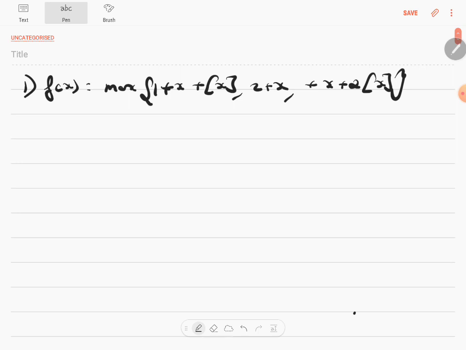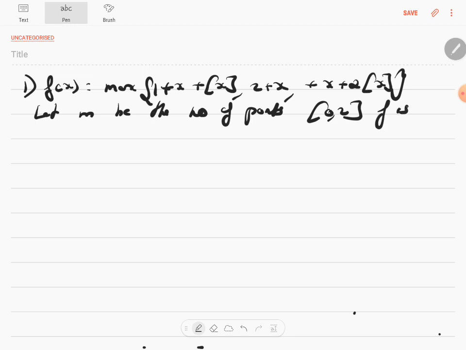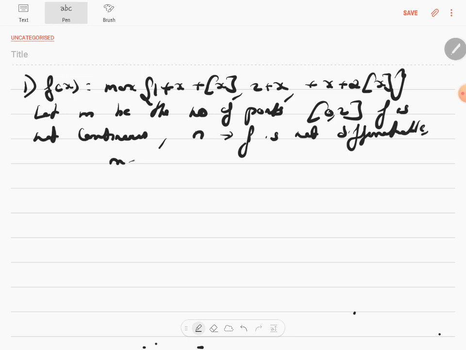Let m be the number of points from 0 to 2, closed interval [0, 2], at which f is not continuous, and let n be the number of points from 0 to 2 where f is not differentiable. Then the question is (m plus n) the whole square plus 2 is equal to what?